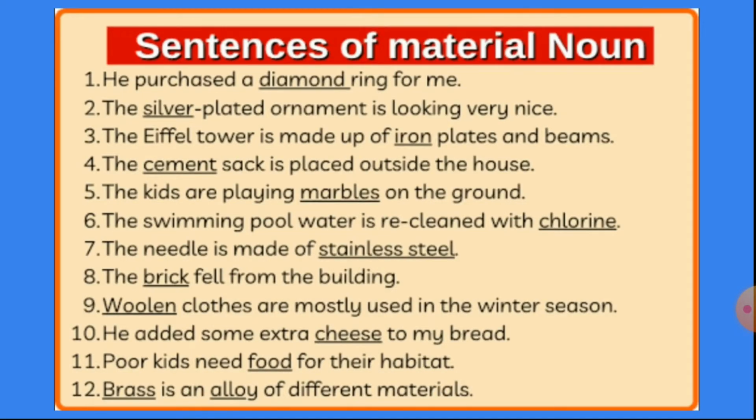Now if you want to know about the examples, let us go through this. The first one is, he purchased a diamond ring for me. So diamond is the material noun. The silver plated ornament is looking very nice. Now silver is the material noun from which the ornament is made. The Eiffel Tower is made up of iron plates and beams. Okay, iron is the material noun.